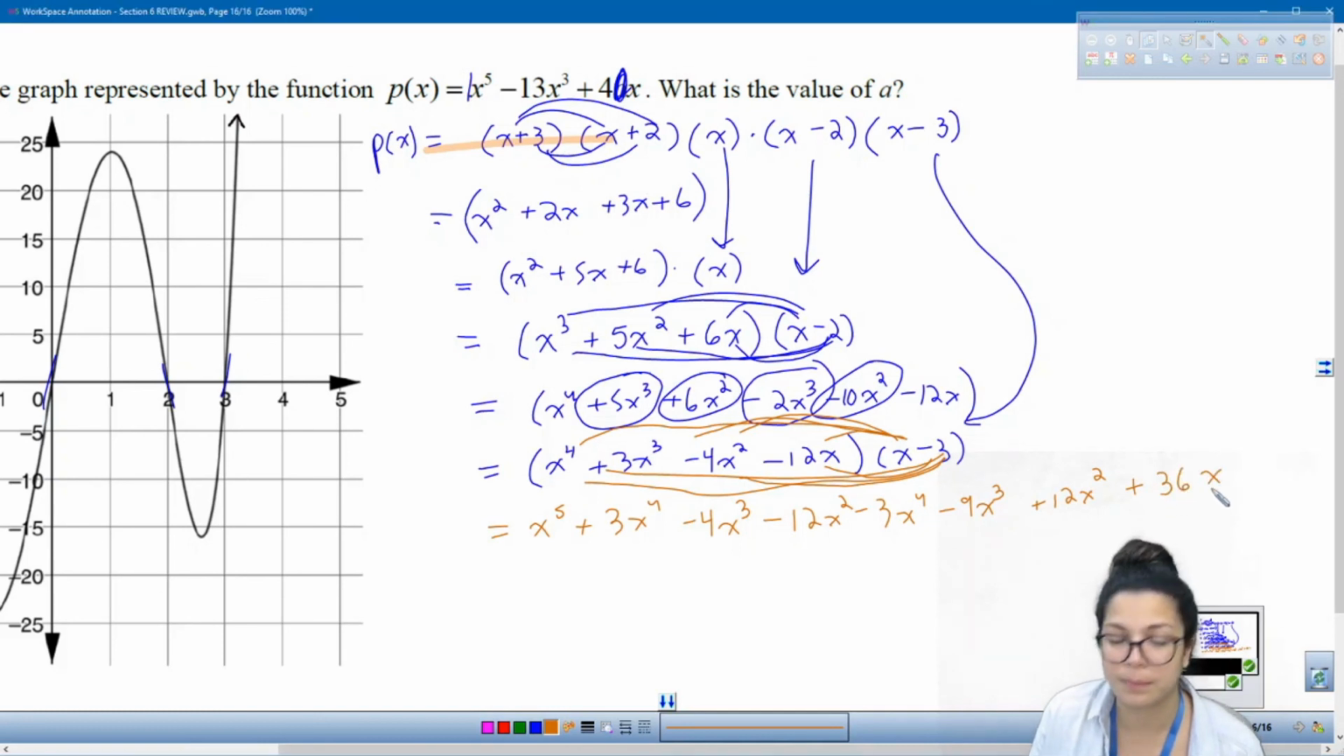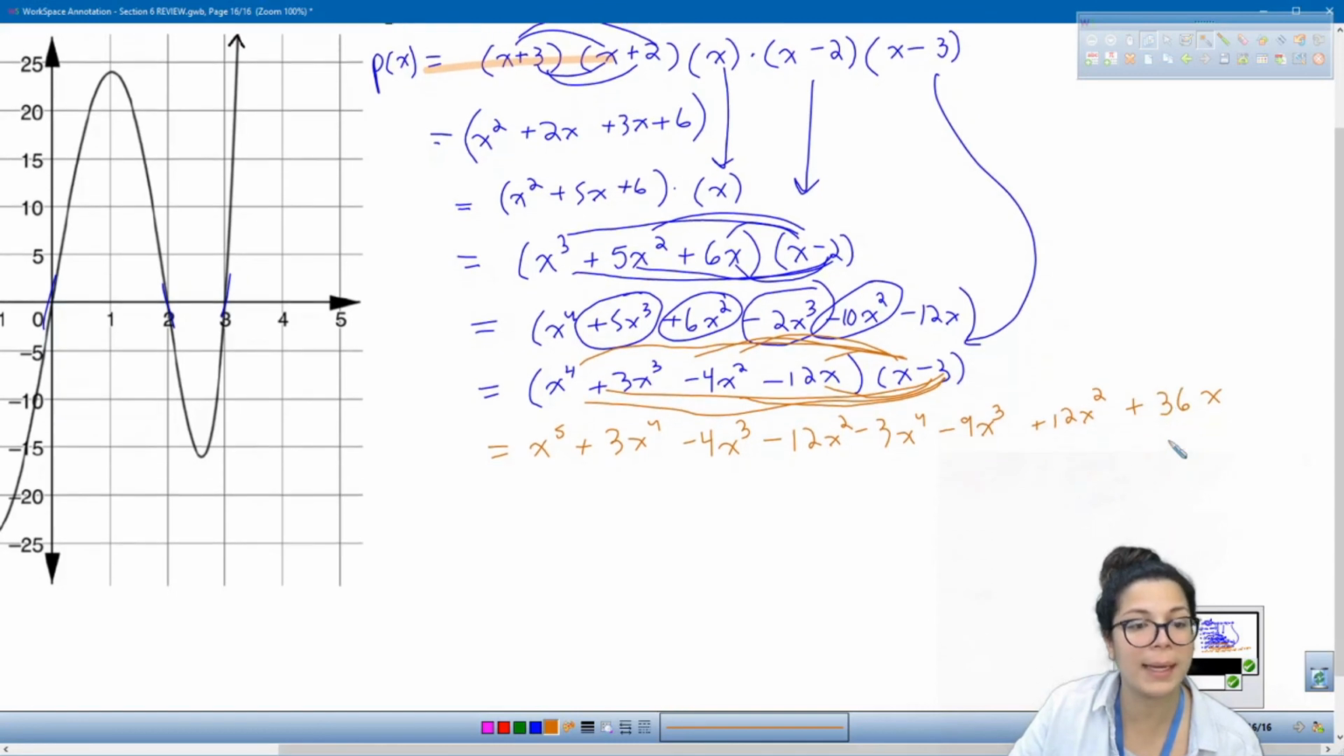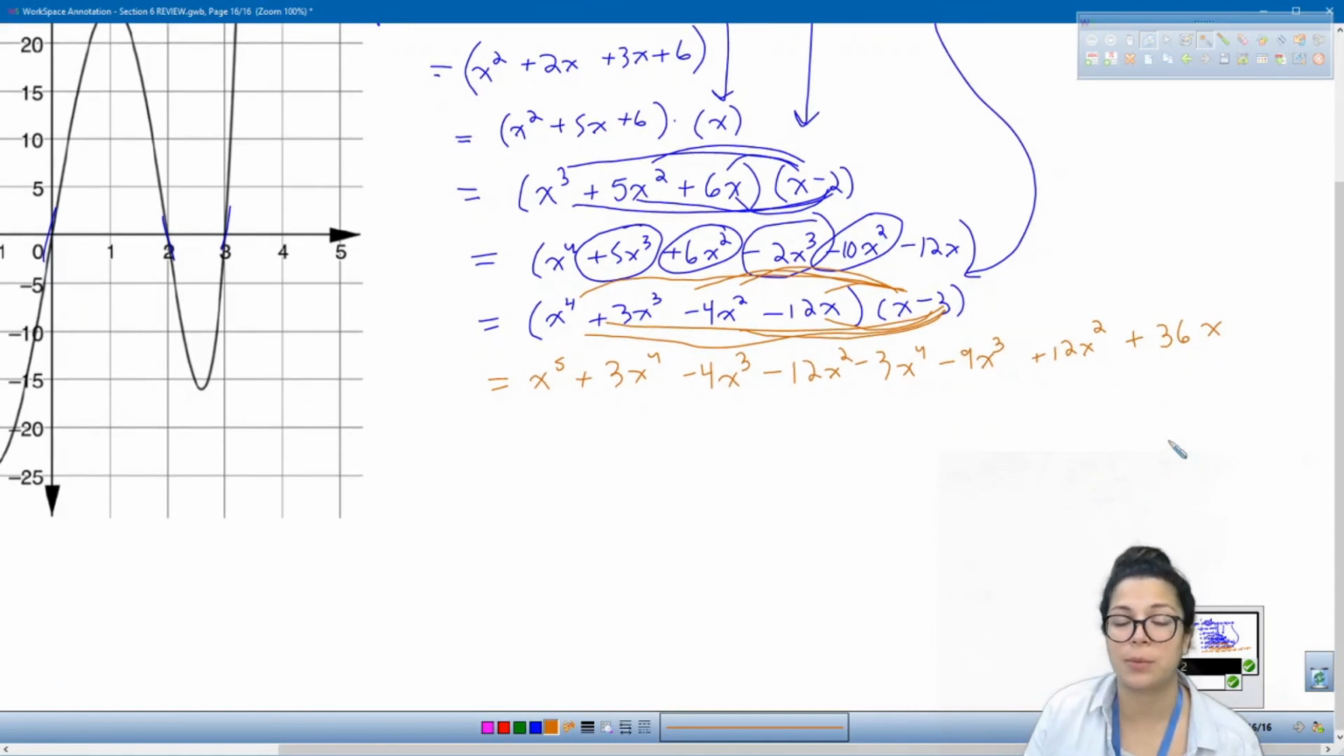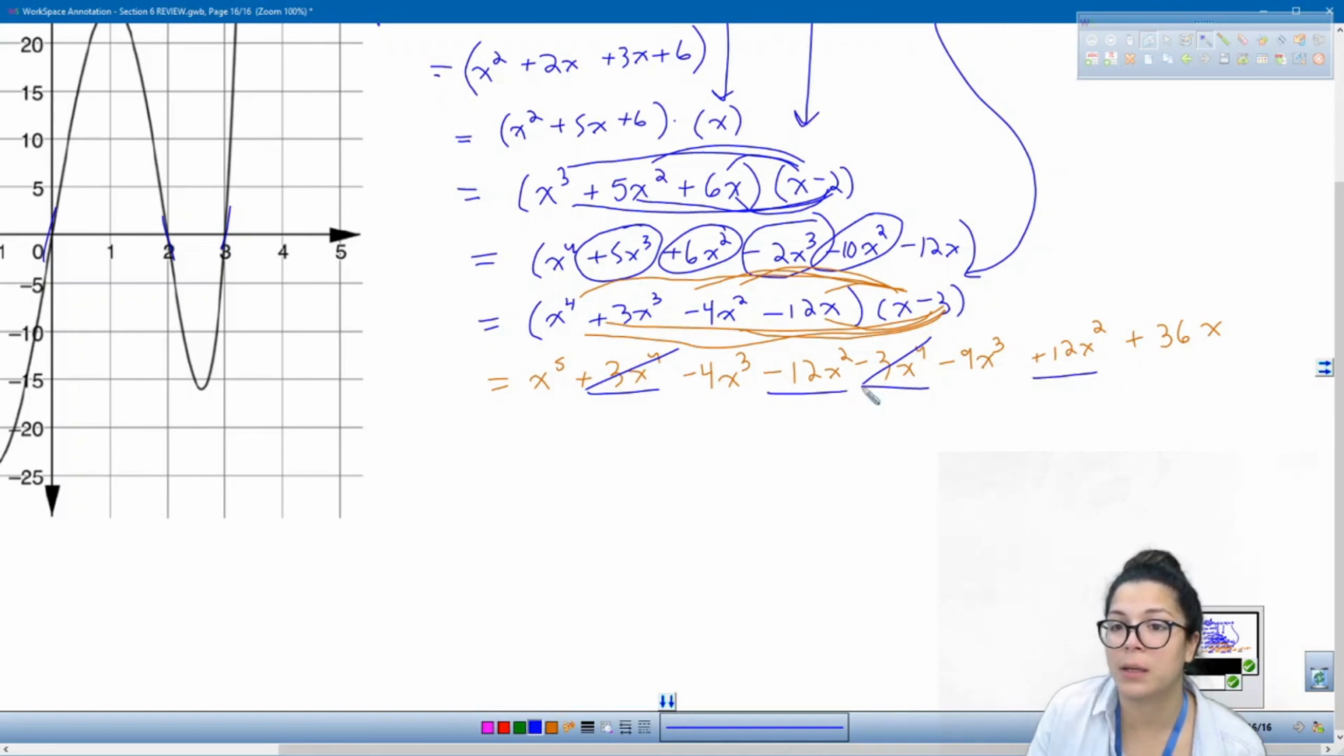Okay, now we need to combine like terms. Positive 3x to the power of 4 minus 3x to the power of 4 cancels. Minus 12x squared plus 12x squared cancels. Negative 4x cubed minus 9x cubed is negative 13x cubed. Bring down the plus 36x, and bring down the x to the power of 5.